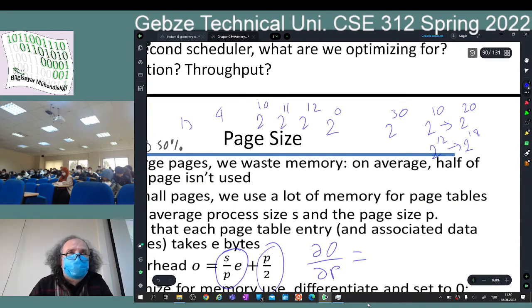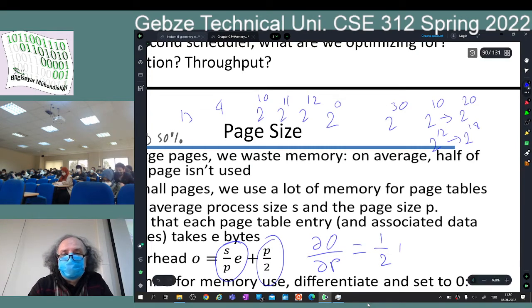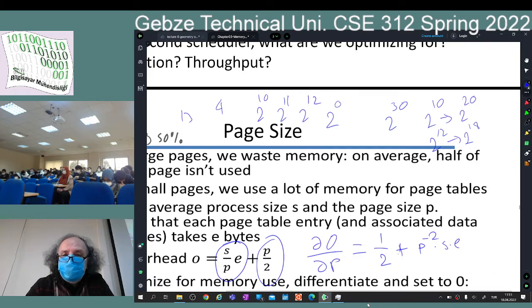Let's do the easy part now. This one is 1 over 2, right? And plus, how about this one? This one is S times E times P to the power minus 1, right? So it's going to be 1/2 minus S times E over P squared, and that is going to be 0. Is it correct? Did I do it right? Say yes or no.